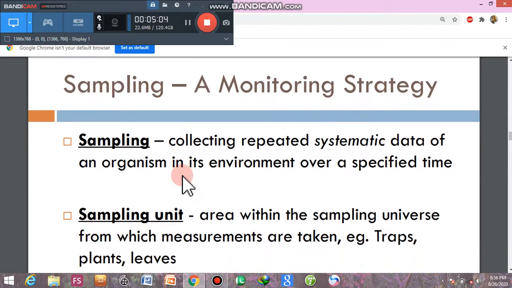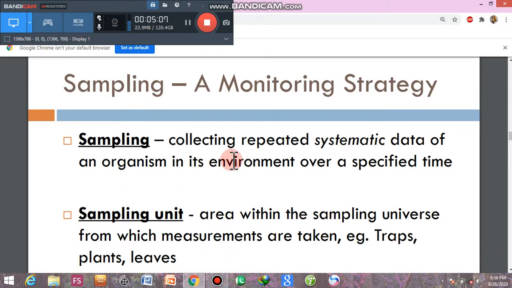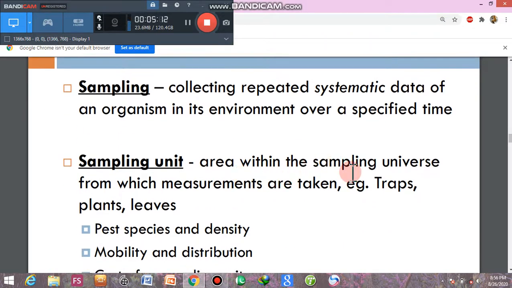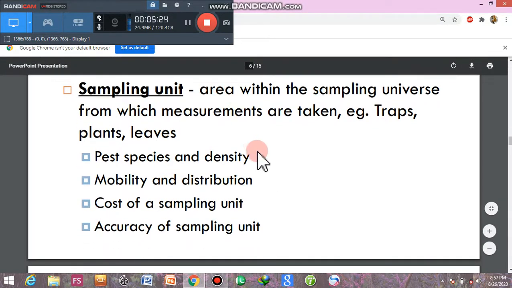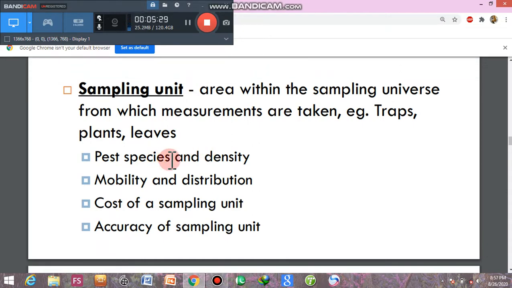Sampling is a monitoring strategy. Sampling collects systematic data of an organism in its environment over a specified time. Sampling unit: the area in which sampling is done, for example by taking various tools, such as plants, traps, plant leaves, etc. From the sampling unit, we can calculate the pest species, how many insect species are acting as pests, their density per unit area, their number, mobility and distribution, whether they are mobile or have any kind of adaptation to spread through the area.